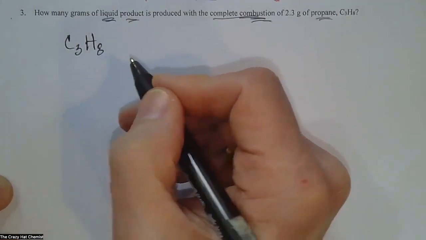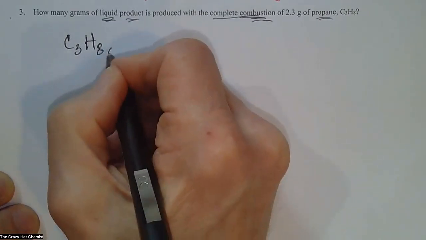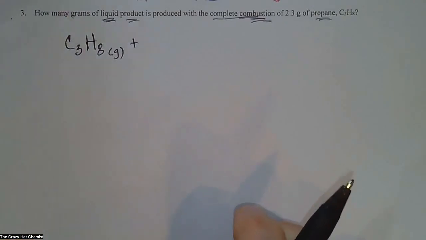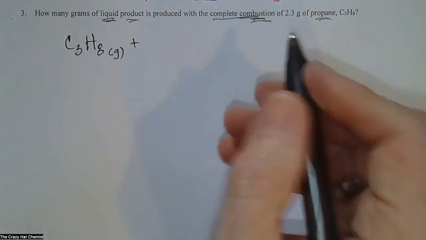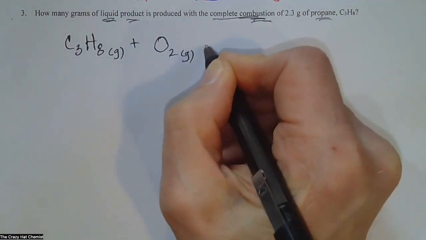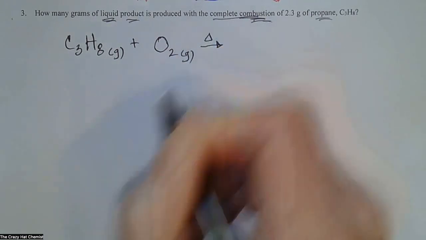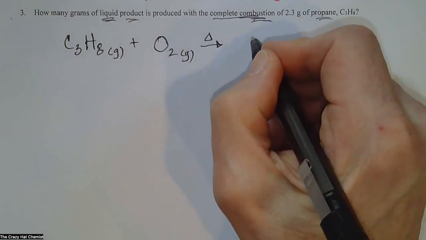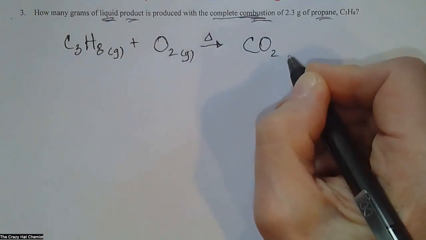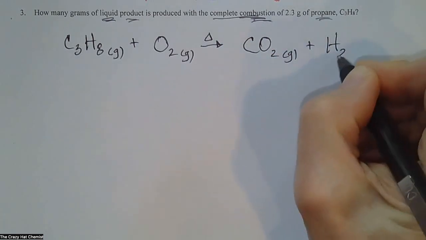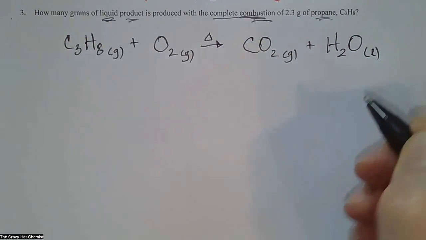Propane is a gas. I don't know if you're familiar with that, but you have a propane canister maybe attached to your barbecue at home. Okay. All right. And so a combustion reaction requires molecular oxygen. That's a gas. There's an arrow, there's a delta because we need to push this reaction forward with a kick. And then the products of all complete combustion reactions is carbon dioxide, which is a gas, and then water, which we're going to call a liquid.